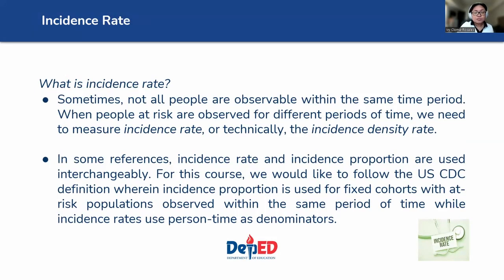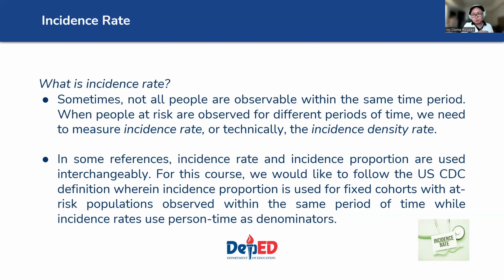Now, let's move to incidence rate, which we will talk about briefly, but later on in the exercises, we will focus on incidence proportion. Okay, so what is incidence rate? Sometimes not all people are observed within the same time period. When people at risk are observed for different periods of time, we need to measure incidence rate, or technically we call it incidence density rate.